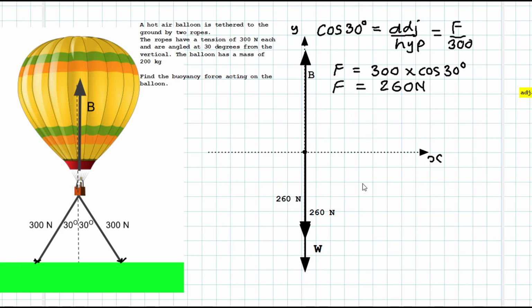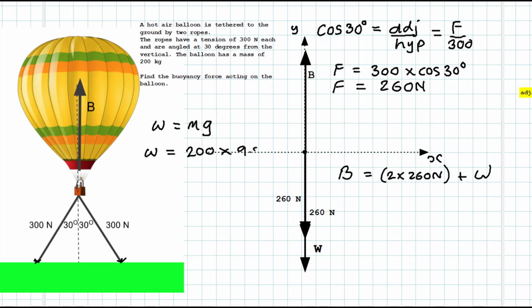and all we've got to do now is say the following. The buoyancy force, which we'll call B, acting upwards, must be equal to the sum of the forces acting downwards. So we've got two 260 newton forces, so we're going to have 2 times 260 newtons, plus the weight of the object. Now we know the weight of the object, that's quite simple to do. The weight of the balloon is equal to the mass of the balloon times the gravitational field strength, which is 9.81. So the weight of the balloon is going to equal the mass, 200, multiplied by 9.8.